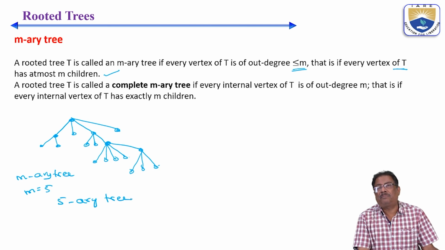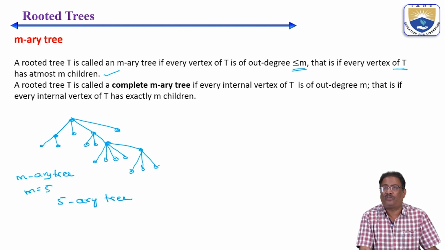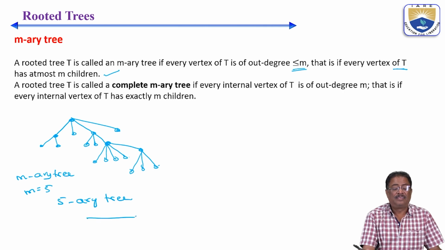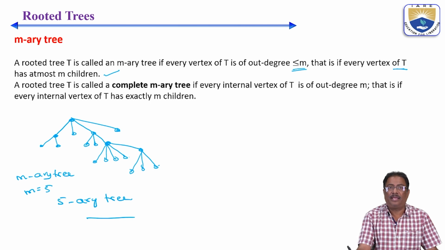So the maximum vertex out degree, whatever the out degree will be there, that out degree is M if it is the maximum. The remaining out degrees of all the vertices are less than or equal to M. Then we can say that the particular tree is an M-array tree.